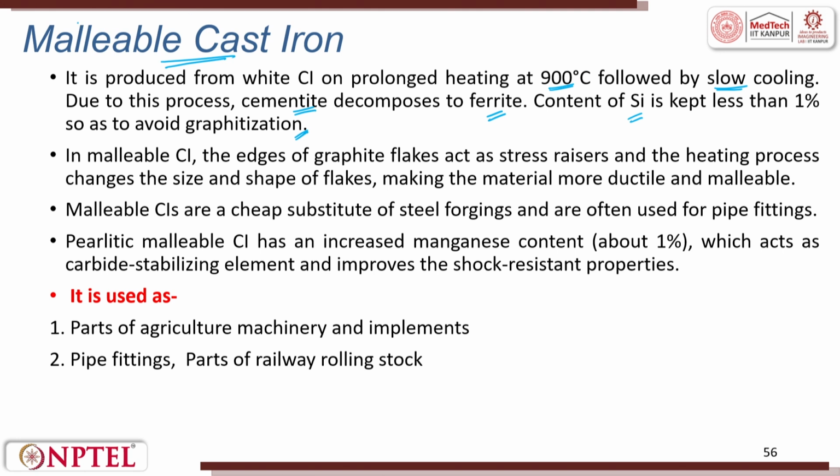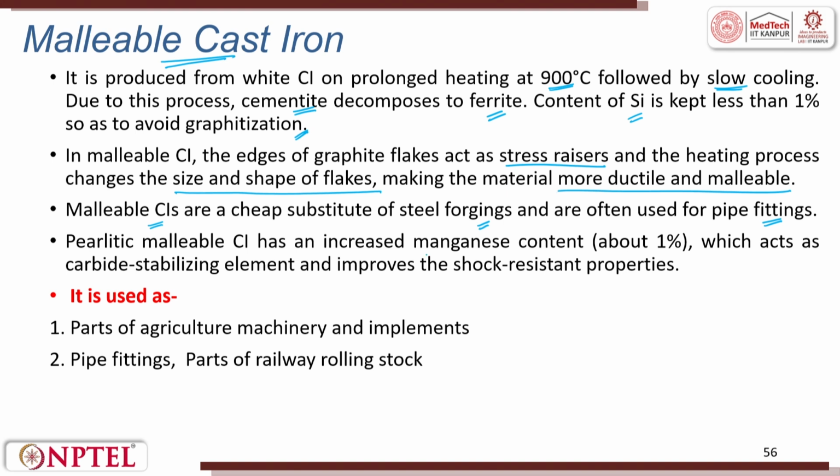So, then this cast iron becomes easy for doing malleable operation or ductility operation. In malleable cast iron, the edges of the graphite flakes act as stress risers, and the heating process changes the shape and the size of the flake, making material more ductile and malleable. So, it is cheap and a substitution of steel forging, and it is used for pipe fitting. In those days, you can see malleable cast iron pipes were made, big pipes were made.